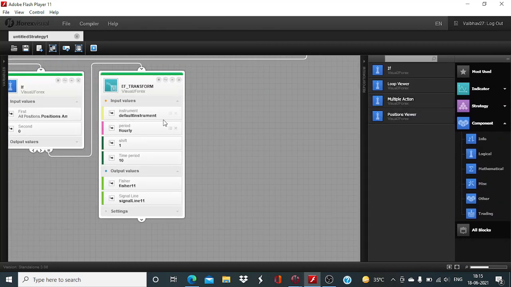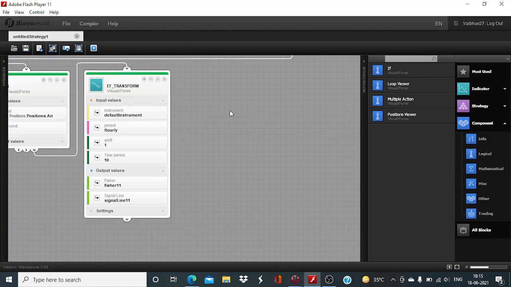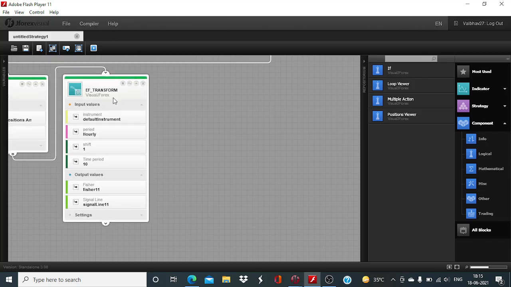And to define our crossover requirement, we will need two EF Transform blocks with the lookback periods of 1 and 2 respectively. And apart from these two for the crossover, we are also going to need a third one to compare values over the time horizon of 10 hours. So we need two additional blocks now. One is already in place.